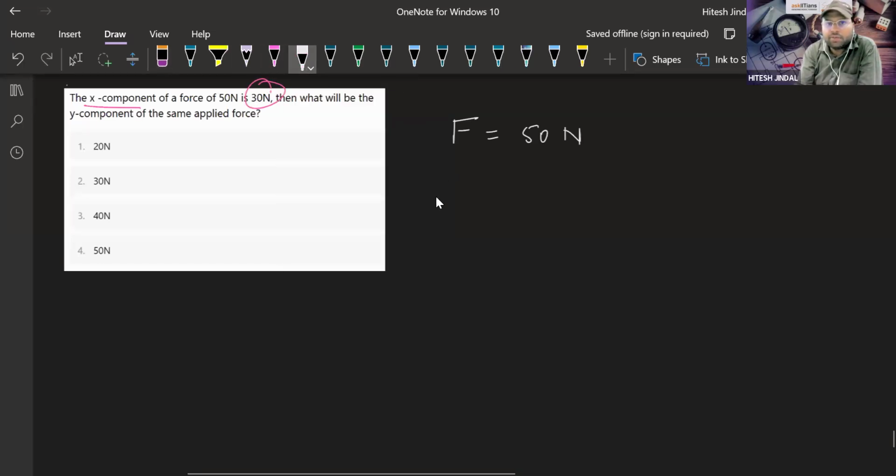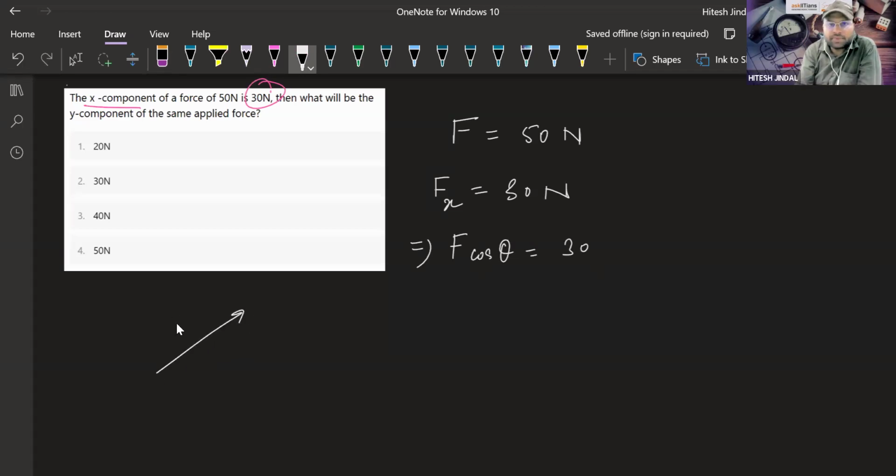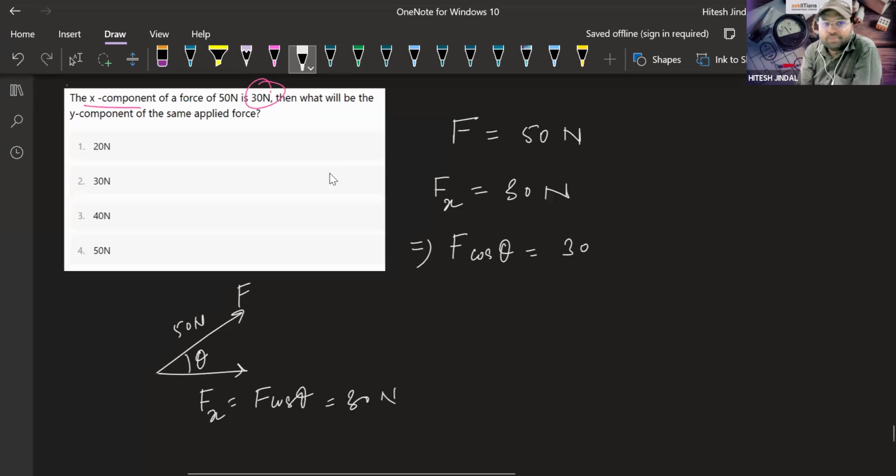So what we are given? We are given Fx, right? It is given as 30 Newton. And what is Fx? It is F cos theta. Getting it? So that means if my F is this is 50 Newton, right? Vector F. And so this is the X component Fx. And if this is the angle theta, then Fx is F cos theta, which is given as 30 Newton. Right?